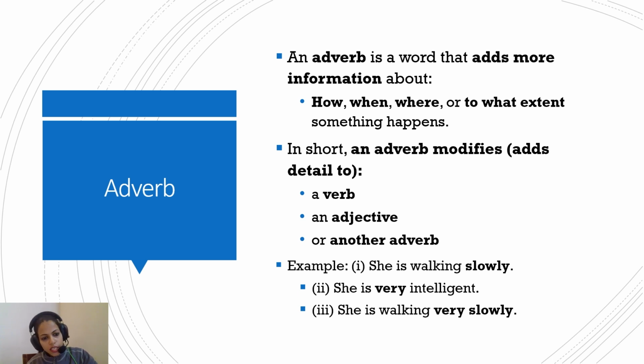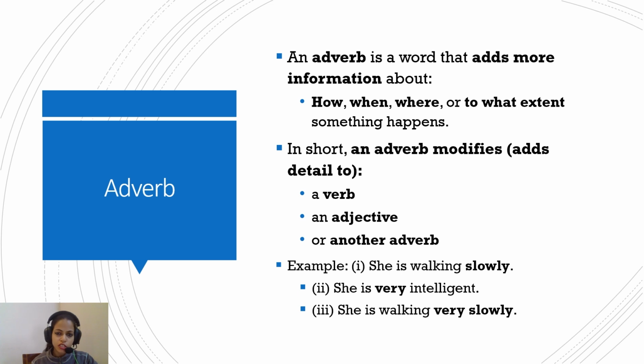So it is in this context that we'll understand what adverb is, what are the various types of adverbs, and how the placement of adverb is a very important function of English grammar. Okay, so let's start with the definition. An adverb is a word that adds more information about how, when, where, and to what extent something happens. Something happens is verb here. Okay, so in short, an adverb modifies or adds details to a verb, an adjective, or another adverb.